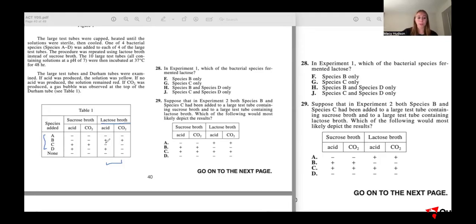So we see for species B that acid and CO2 were formed. So that's one of the fermentation pathways. So B will ferment lactose. And then we remember that our other fermentation pathway will only produce acid. So when we look at D, we see that acid was produced, but not CO2. That's consistent with our other pathway. So D also ferments lactose. So our answer here is species B and D only, which is H.